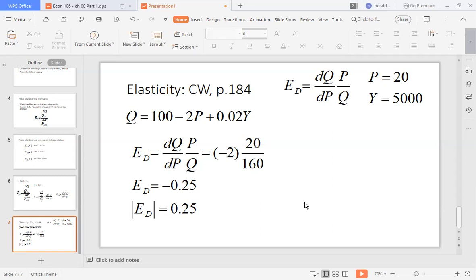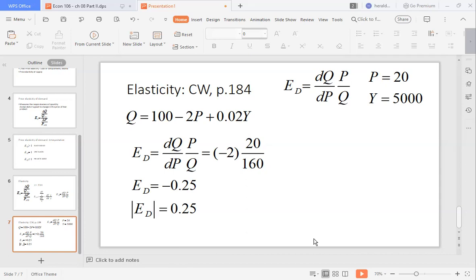is inelastic. The percentage change in price is greater than the percentage change in quantity demanded. So this is less than one, which means to say that if there is an increase in price of 1%, the quantity demanded will decrease by 0.25%. Okay.